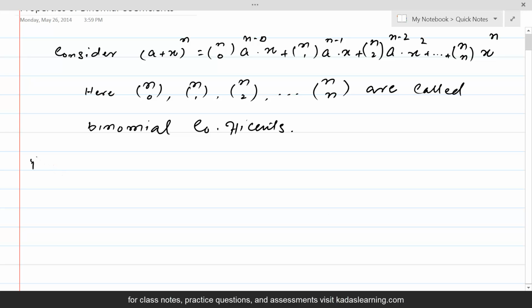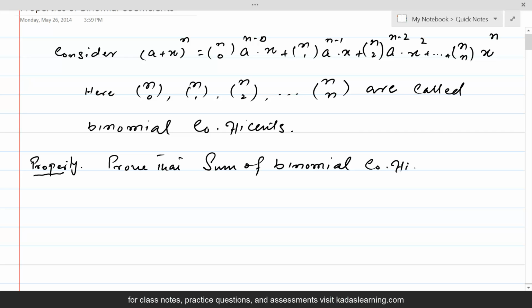So property 1 is that we can in fact find the sum of the binomial coefficients. Prove that the sum of binomial coefficients is 2^n.